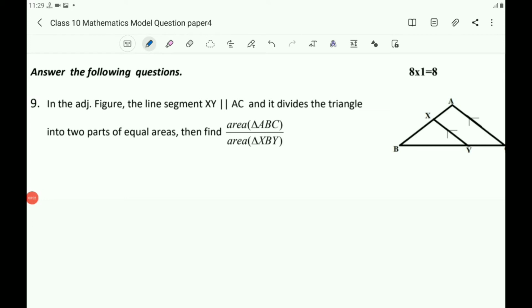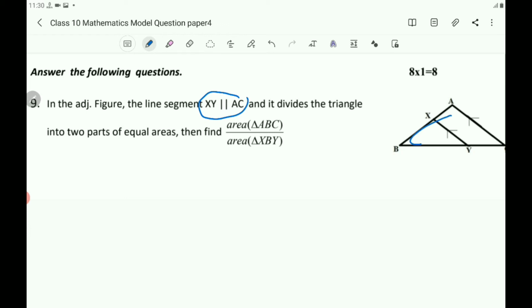Second main, answer the following questions. 9th question. In the adjacent figure, the line XY is parallel to AC. It divides the triangle into two parts of equal areas. Then find area of triangle ABC by area of triangle XBY.